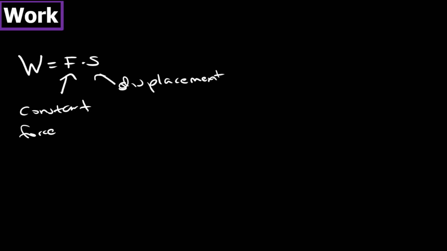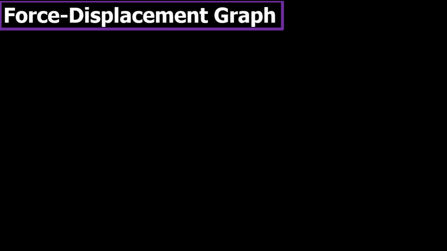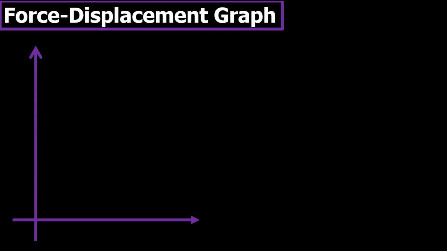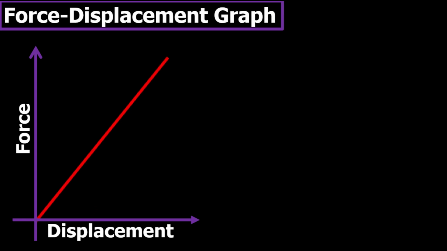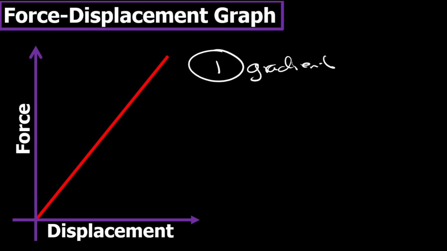Okay, so let's look at the force displacement graph. For any graph, we always start with axes, and the next thing you always have to remember is to label your axes. The question that we want to answer is, in this particular graph, how can we calculate work done? So let's have a graph and think about it. When we talk about graphs, we talk about two main things. Number one is the gradient, and number two is the area under the graph.